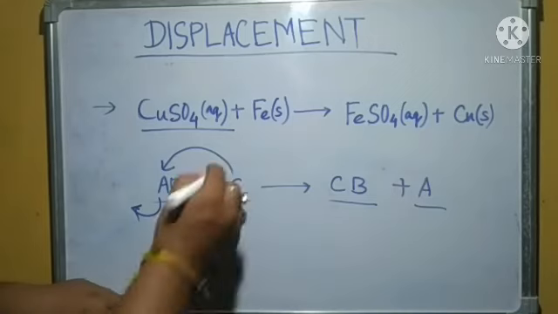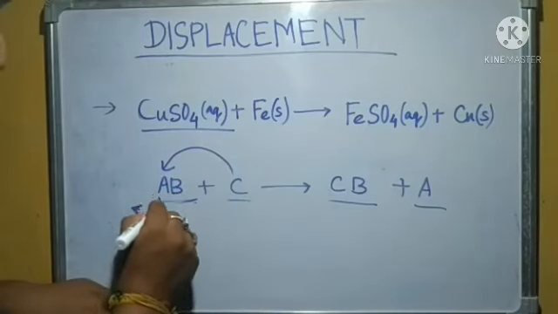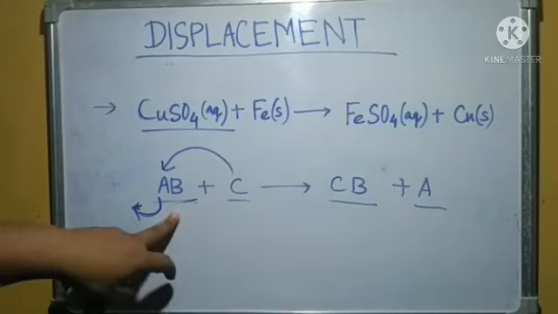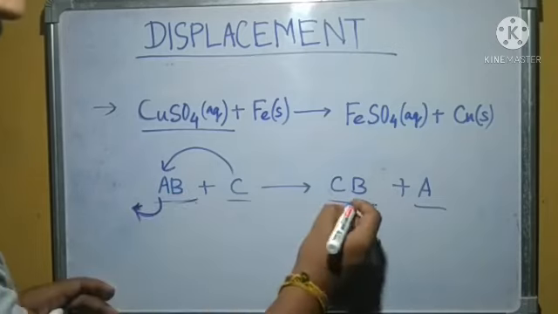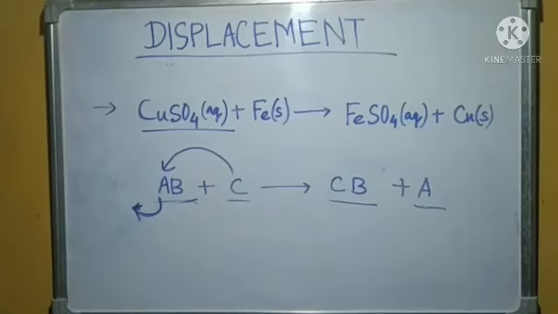Clear? So what you can see is that C is displacing A out of its position. Okay, that means C is reacting with the compound AB, and it is pushing A out of its position. Clear? And then it is reacting with B to form the compound CB. Okay, and A remains single.